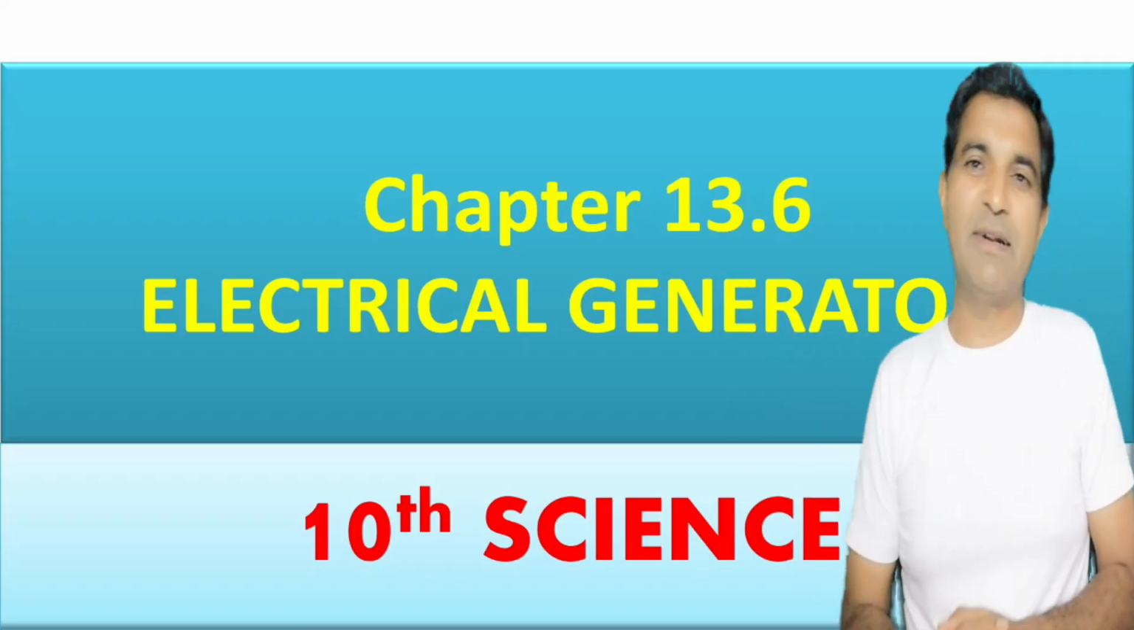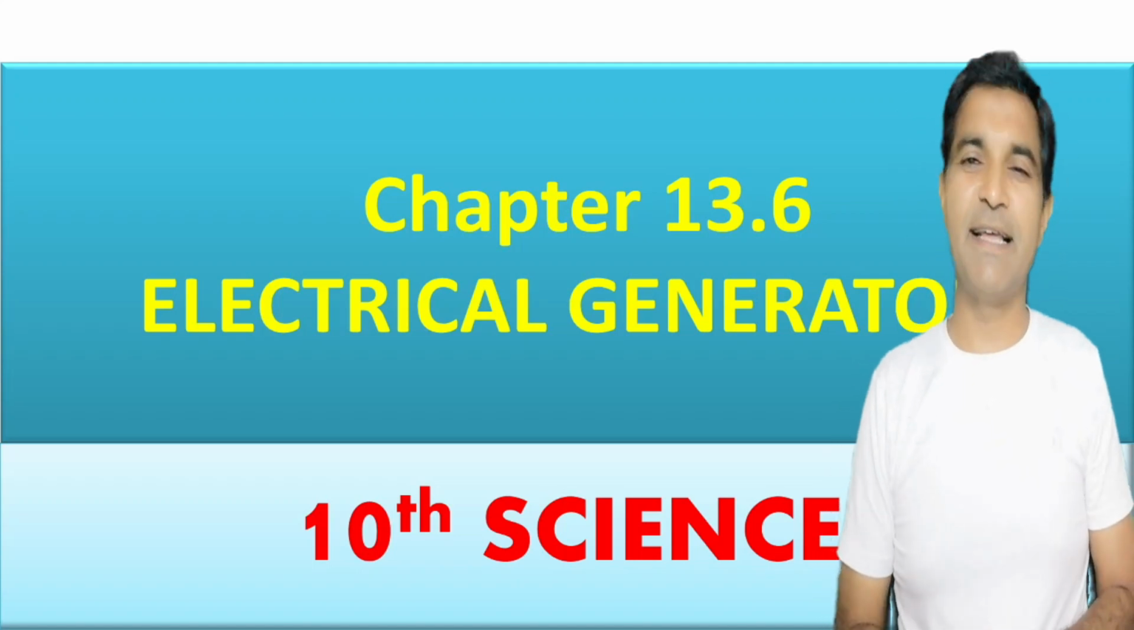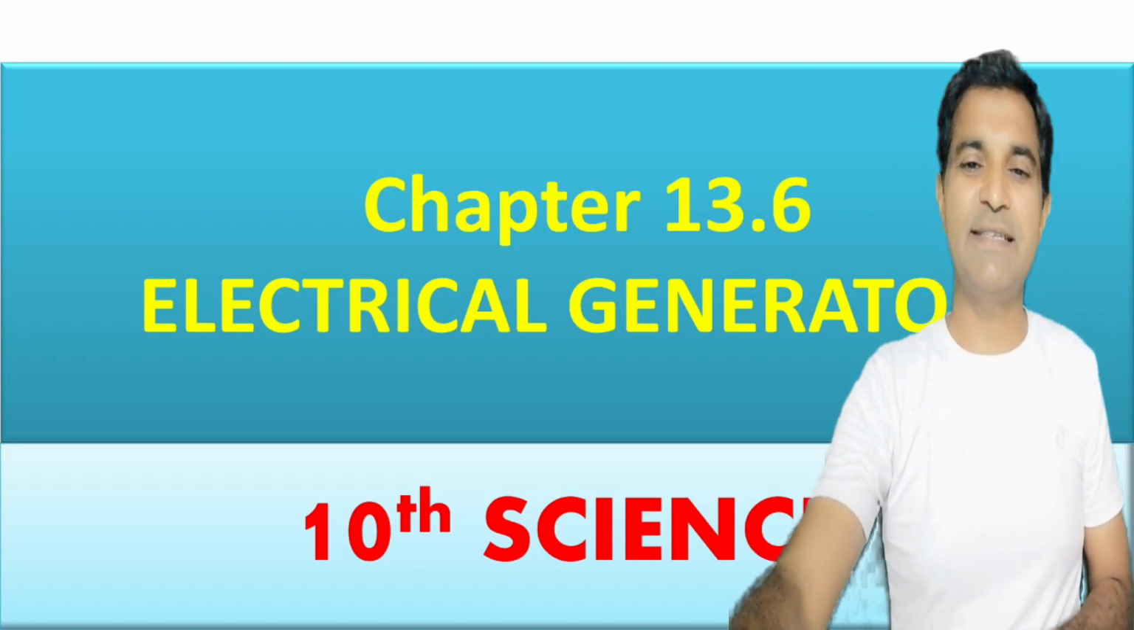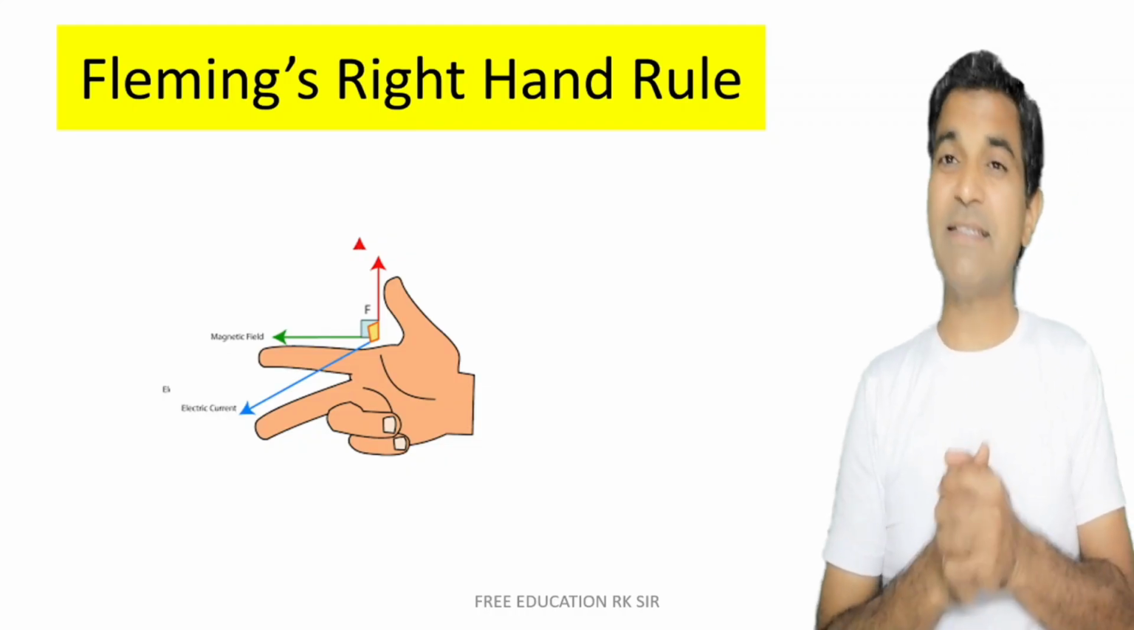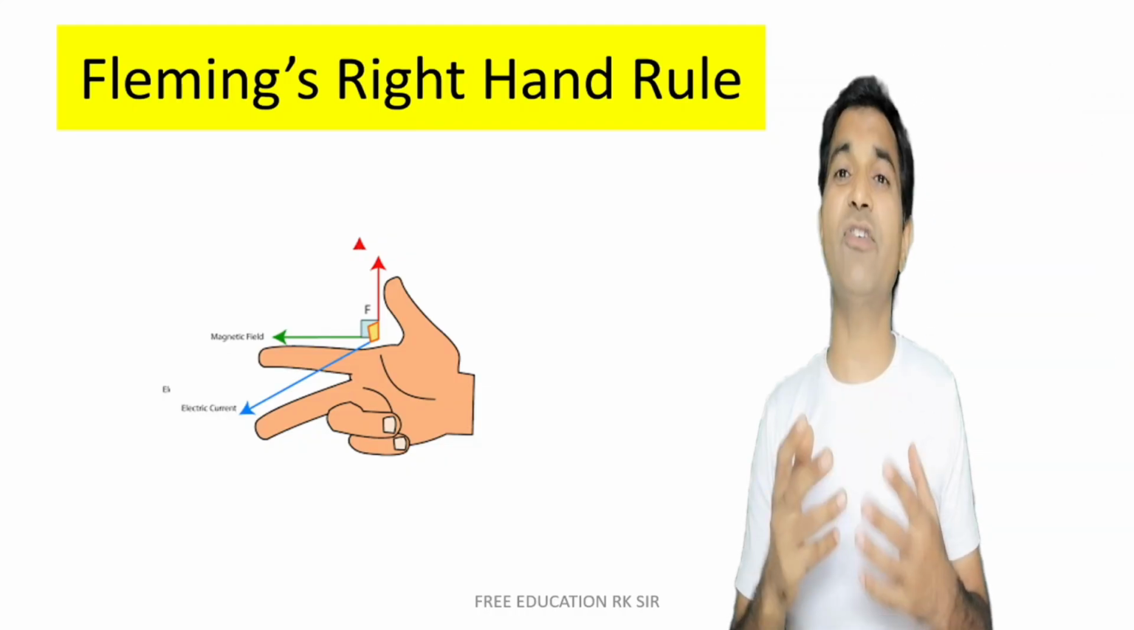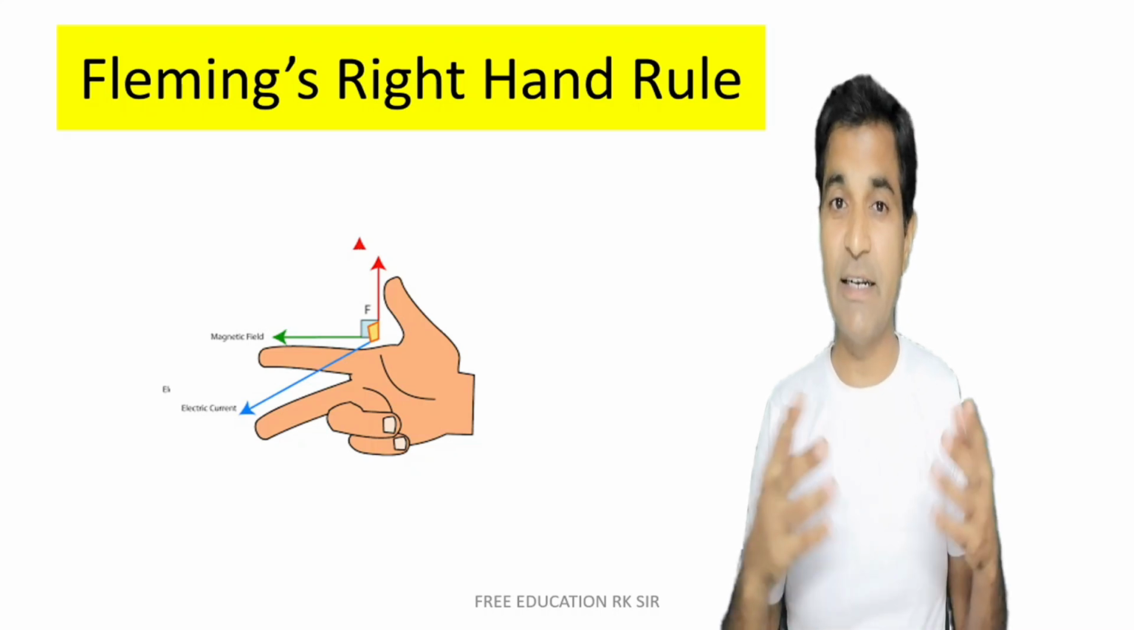Hello dear friends, chapter number 13 and topic number 6, that is the electrical generator of subject science, of standard 10. Fleming's right hand rule. Fleming's right hand rule is used for prediction of the generated voltage, generated current.